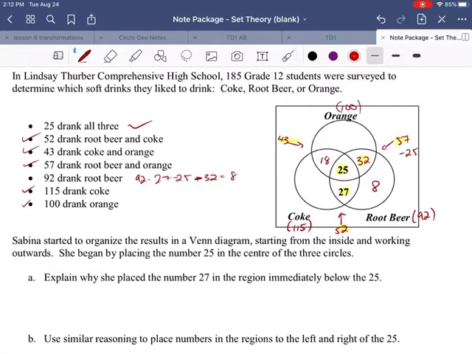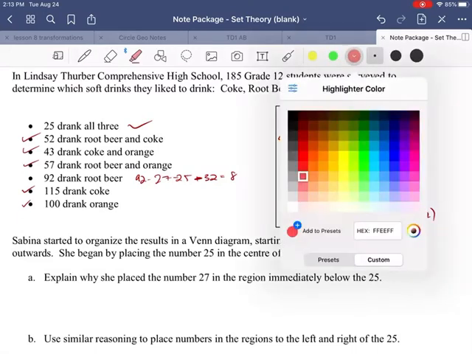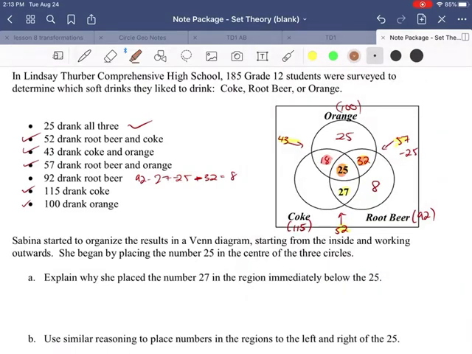Likewise with orange, you take orange, and maybe I'll use a little orange, and you're going to subtract those three numbers from 100. And if you do that, you're left with 25. And the last one is you take the Coca-Cola, so maybe I can get a nice dark color here. And the Coca-Cola, you're going to take that 115 and subtract those three numbers, and you're going to be left with 45 in this box. All right? And we've completed the Venn diagram.